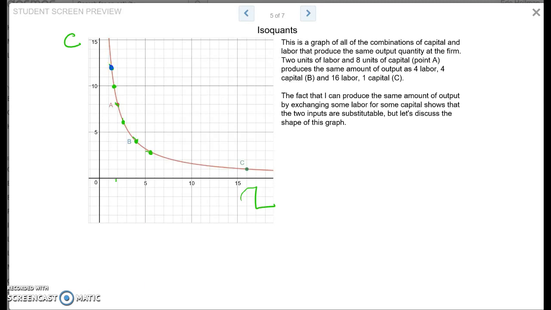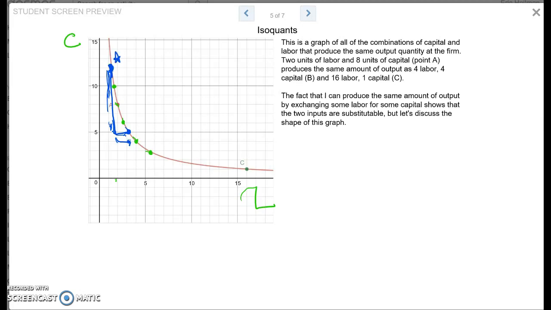So if I start here, at this point up here, this is a ton of capital and not very much labor. What that means is I can give up a lot of capital and increase labor by a little. So that extra labor I picked up, even though I only picked up an hour of labor here, I only moved over by about 1 unit, maybe 1.5 units, I was able to keep the quantity I produced at the same level, even though I gave up a ton of capital.